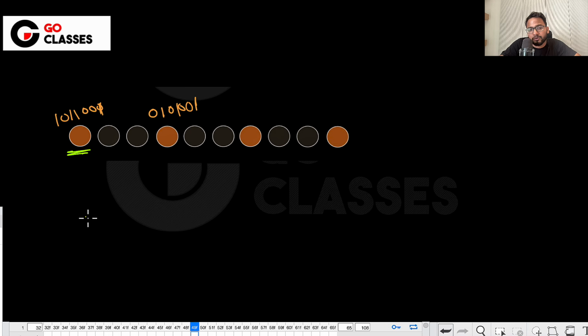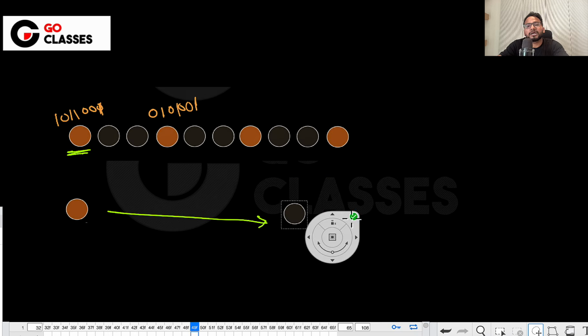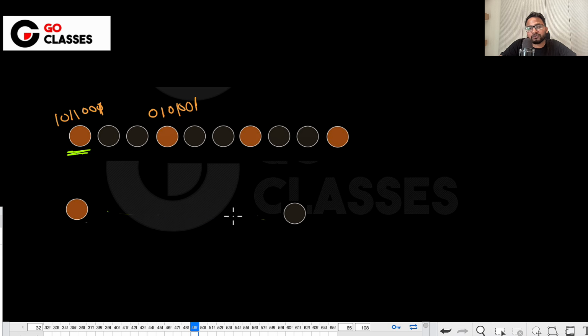If you are sending a valid code word, after a 1-bit flip you will always get an invalid one. See here, if you are sending this, then after a 1-bit flip, any of these, you will always get an invalid one. So the receiver will be able to detect the error, right? If the minimum Hamming distance between any two is 3, then a 1-bit error will be detected. If you are sending any valid, you cannot get a valid after a 1-bit error, because between two valids there are 3. You have to flip 3 bits.